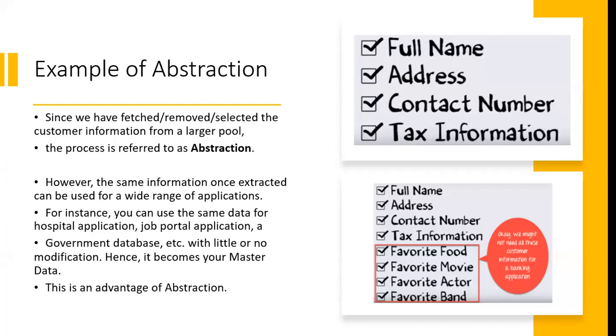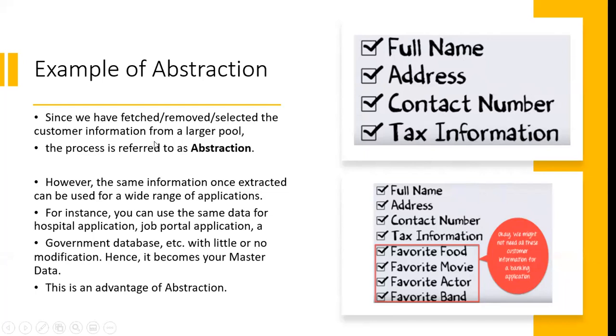If you are sent out to do a survey, or at least get information from people who want to open a bank account, most likely you are going to get a random form that has you filling in all this information. But guess what? To open a bank account, we don't really need to know your favorite food, movie, or actor, right? This is the only information we need: your full name, address, contact number, and tax information.